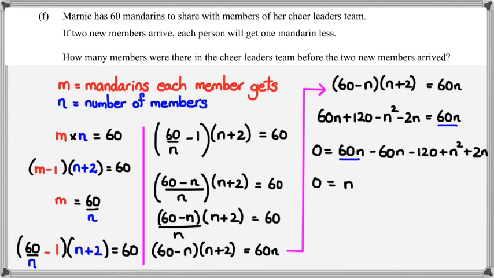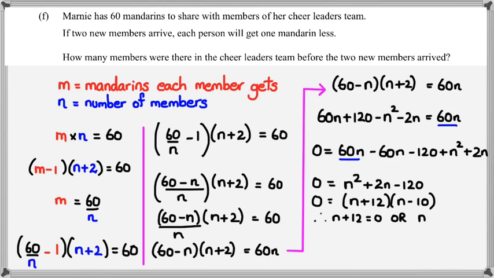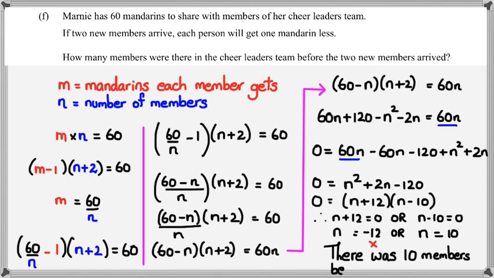So rewriting this, 60n take away 60n disappears. I've got n squared plus 2n minus 120. Factorizing this, I got n plus 12 times n minus 10. Therefore, n plus 12 equals 0, or n minus 10 equals 0, which means n is equal to negative 12, or n equals positive 10. Now, you can't actually have negative 12 team members, so I'm going to cross that out. And I'm going to say there were 10 members before the 2 members joined. And that's your last question.